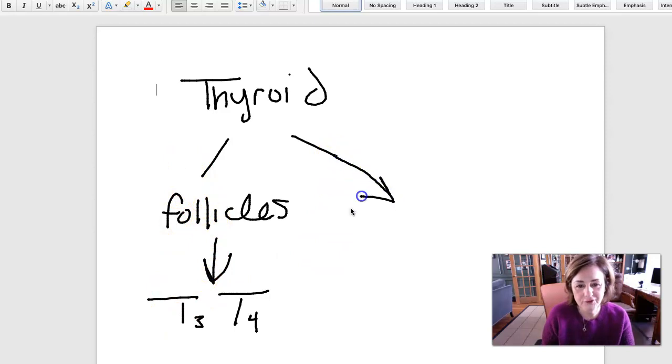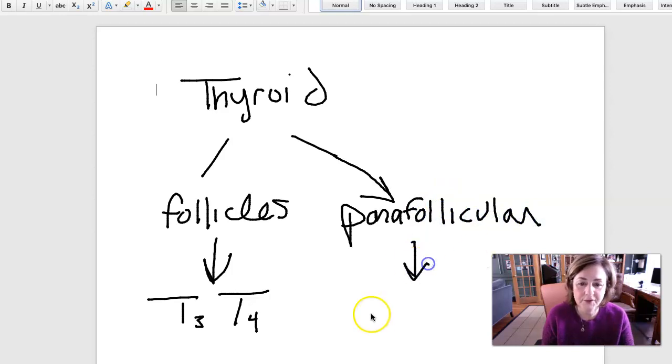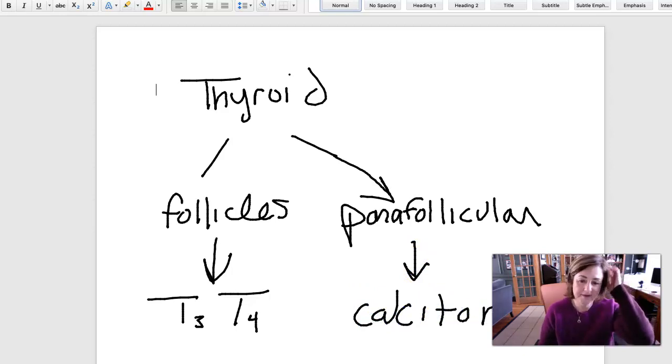But then this other portion of the thyroid is just cells in between these follicles, and they're called parafollicular cells. And those parafollicular cells secrete an entirely different hormone called calcitonin. Calcitonin is a hormone that helps regulate our blood calcium levels. Calcitonin works to decrease our blood calcium level when the calcium is high. And it would be high, say, because of dietary intake, like you just took a calcium supplement or drank a glass of milk, something like that.